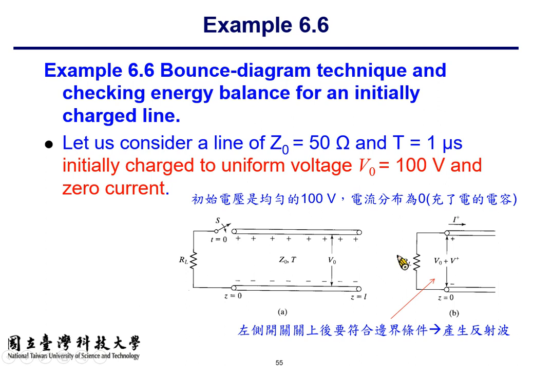So here we have a transmission line. Prior to the switch being closed, which takes place at t equal to 0, you have a transmission line with both ends open terminated, and the transmission line is charged with a uniform voltage of 100 volts. And the total current on the line is 0. So you have a total voltage of 100 volts and a total current of 0 on the line. So what is the V plus component and the V minus component?